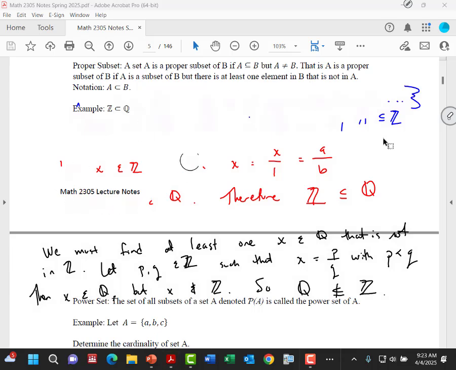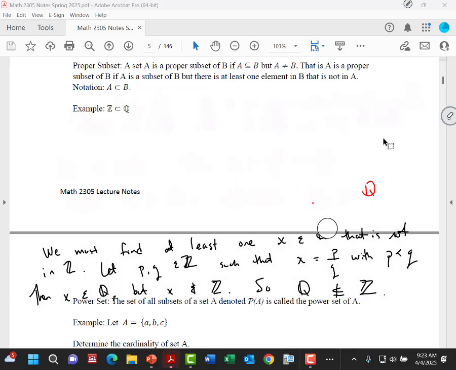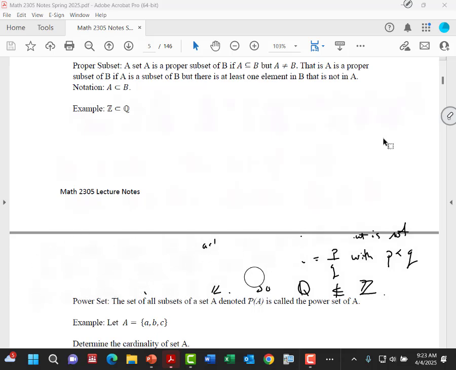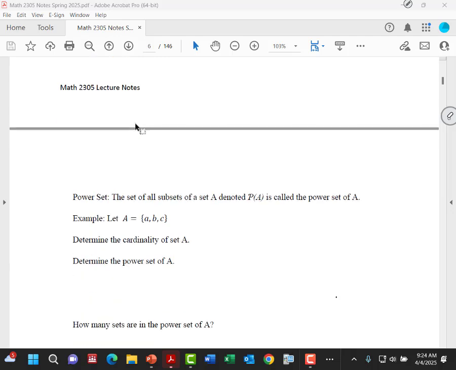There's a definition of a proper subset. A set A is a proper subset of B if A is a subset of B, but A is not equal to B. Okay? So another way to say that is if A is a subset of B, but there's at least one element in B that's not in A, and I use this notation, A is a proper subset of B. An example, okay, the integers are a proper subset of the rationals.